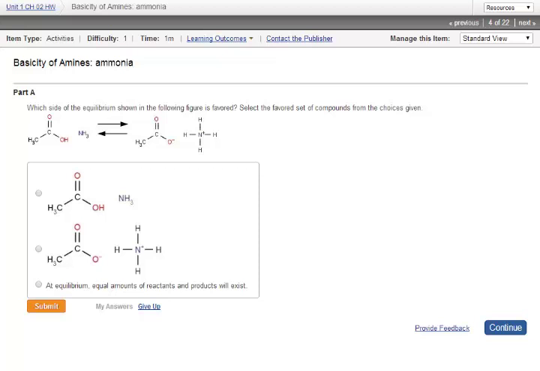Basicity of amines, we're specifically looking at ammonia. So which side of the equilibrium shown in the following figure is favored? So are we favoring reactants or products? So the answer lies in the pKa value. Now I looked up the pKa values in Appendix 1 of your book, so I'm looking at page A1.